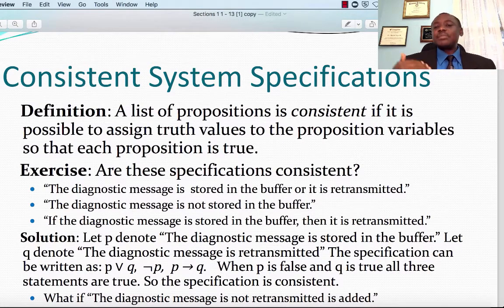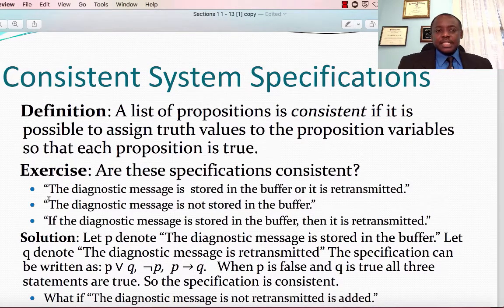Now, what does it mean when we say a system is consistent? Consistent system specifications. A list of propositions is consistent if it is possible to assign truth values to the proposition variables so that each proposition is true. One more time. A list of propositions is said to be consistent if it is possible to assign truth values to the proposition variables in all the propositions so that each proposition is true. Well, let's give you an example to demystify this concept.